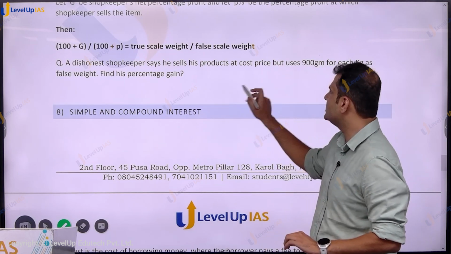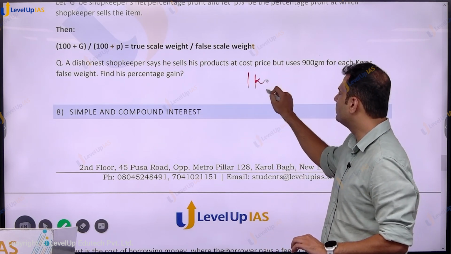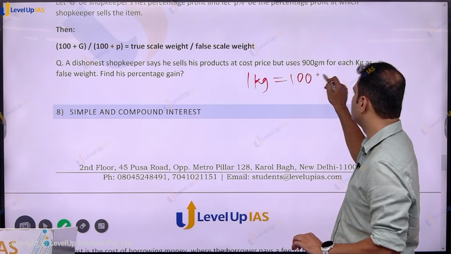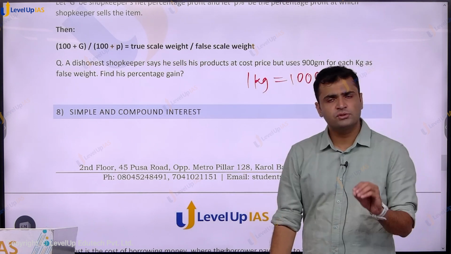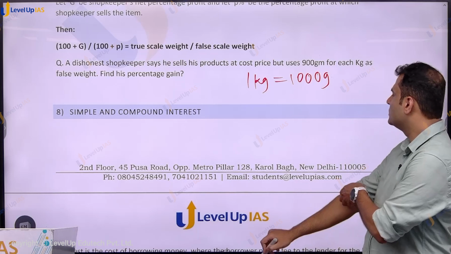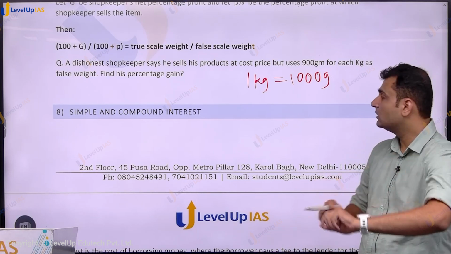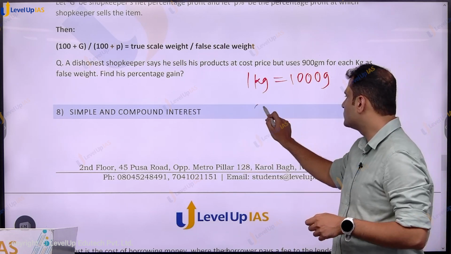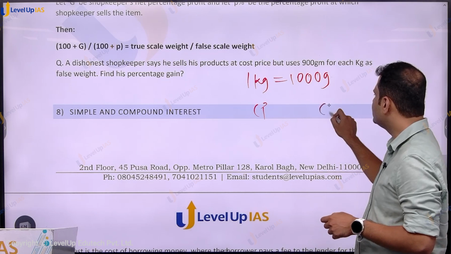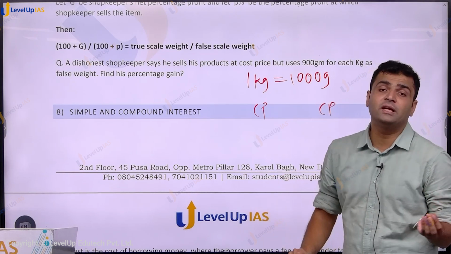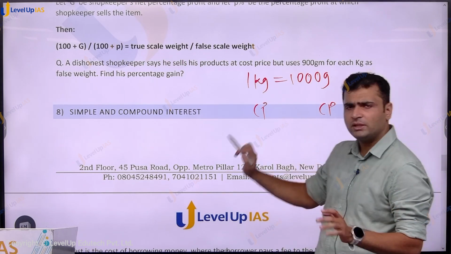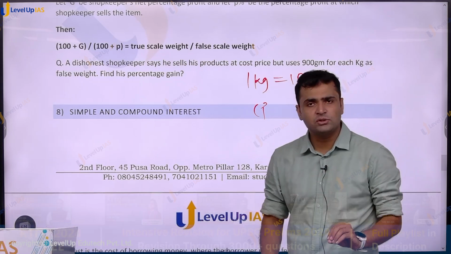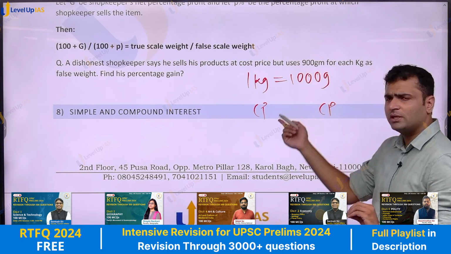So let us imagine he sells 1 kg of grain. 1 kg is 1000 grams. 1000 grams of some grain he is selling to the customer. So what is his cost price? Cost price CP, and selling price is also CP, because he's saying I'm selling at the cost price. ठीक है, the cost price and selling price are the same. So let us assume for 1000 grams the cost price and selling price are CP.